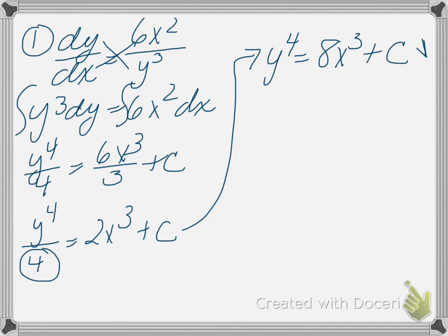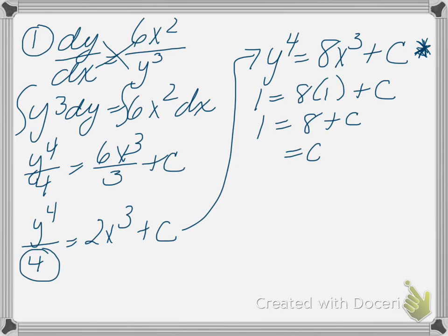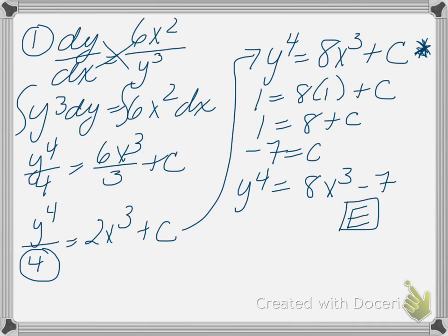So I'm going to put a little star here so we know to come back at this point. So the question says that when x is 1, y is 1. So therefore, you get that c equals -7. So I can go back to where I put my star and rewrite it as y to the 4th equals 8x cubed minus 7, and that is choice E.